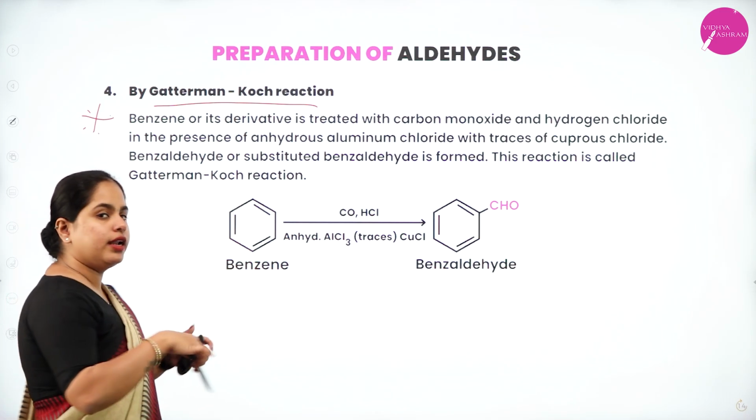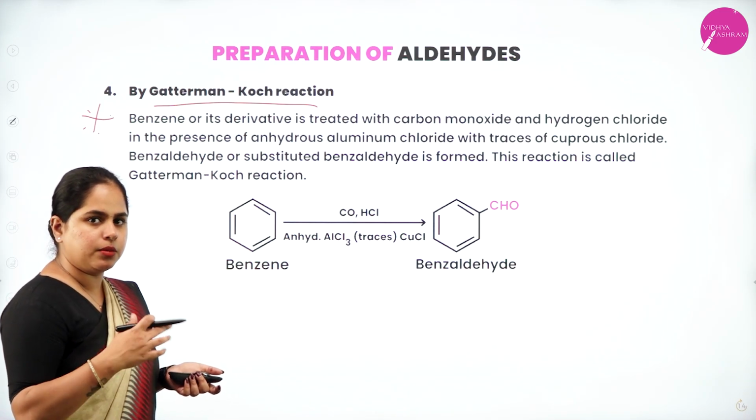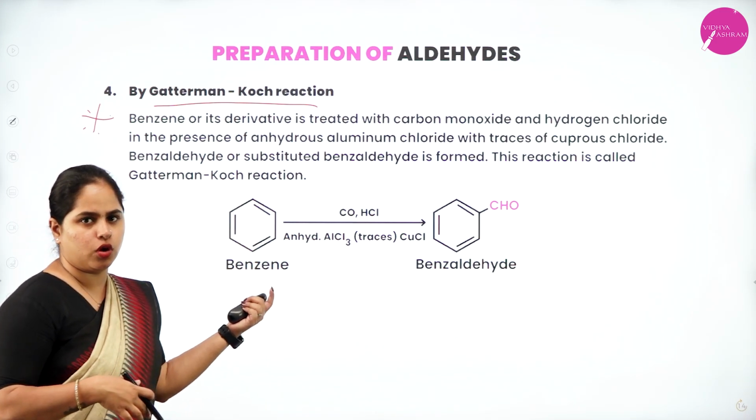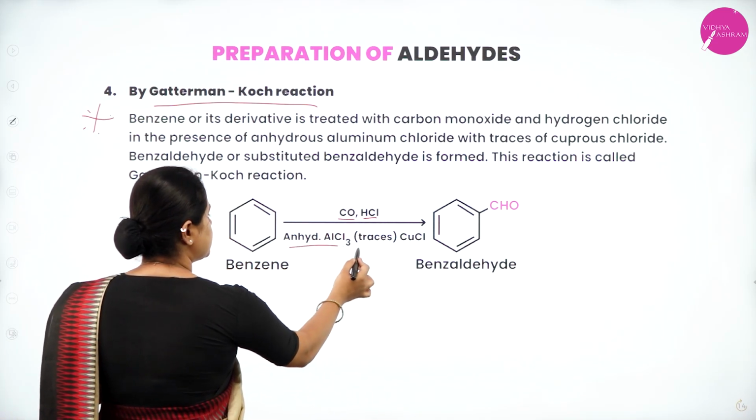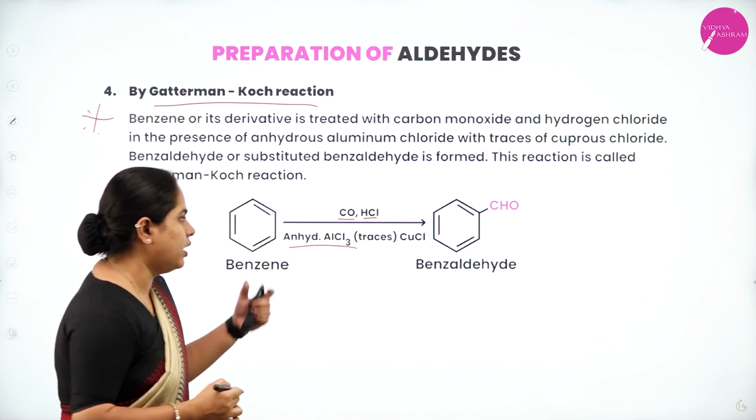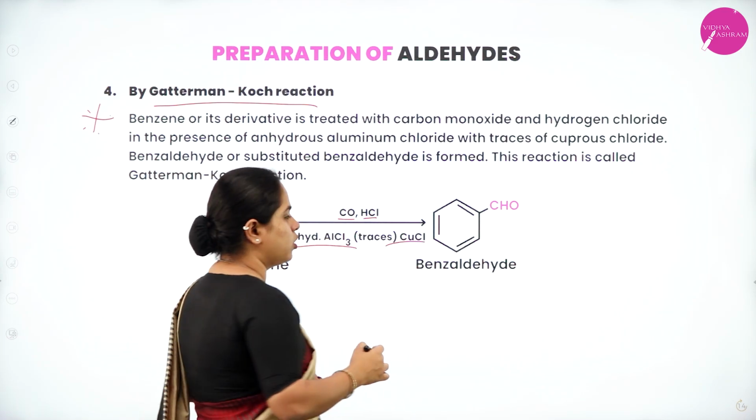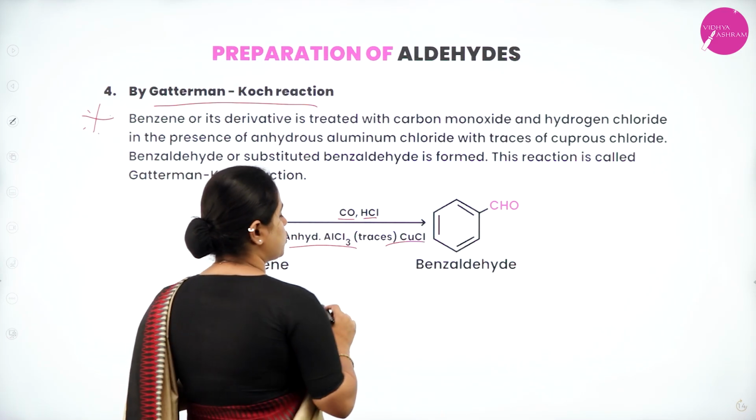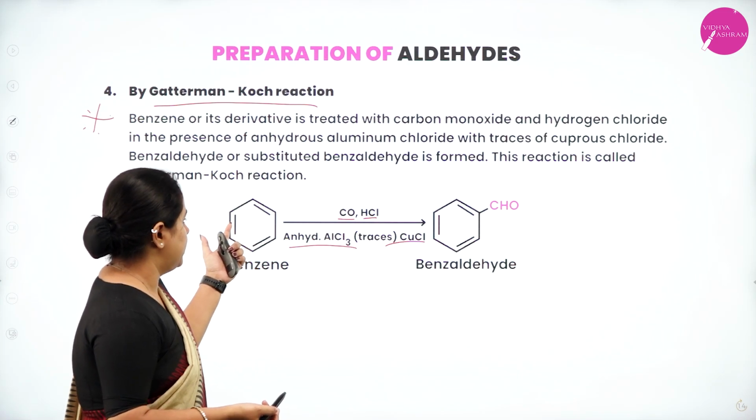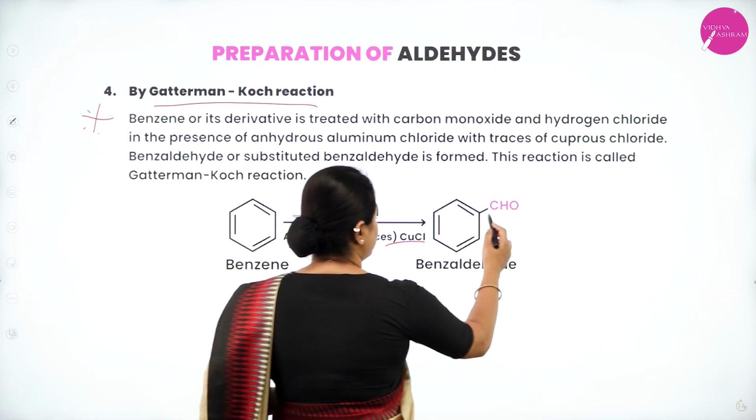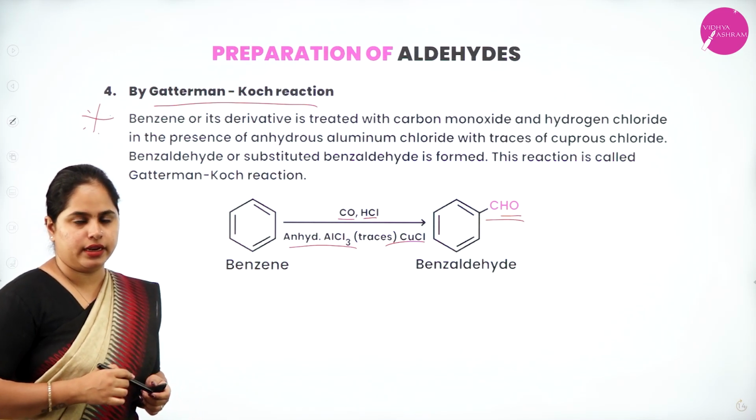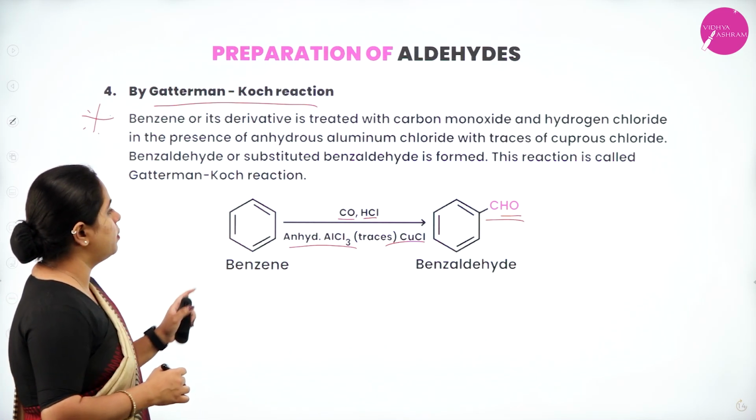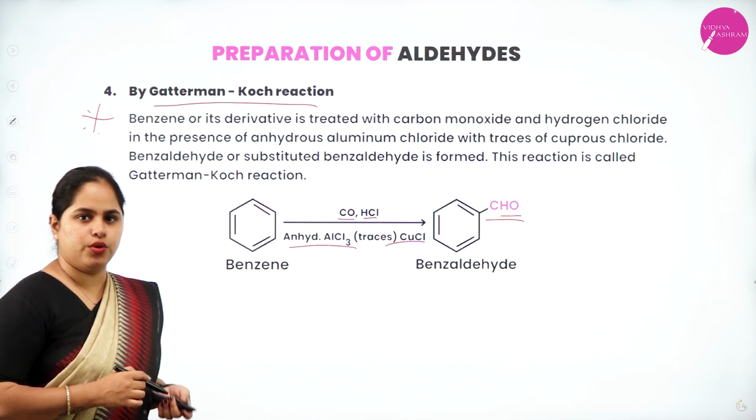So benzene or derivatives of benzene also you can take. That means there can be other substituents also. So it is going to react with carbon monoxide and HCl in presence of anhydrous aluminum chloride and a little bit of cuprous chloride. So what is going to happen? Here the aldehyde group is going to be substituted. So you are going to get a benzaldehyde there. Clear? So here what you have to remember is the reagent that we are going to use.